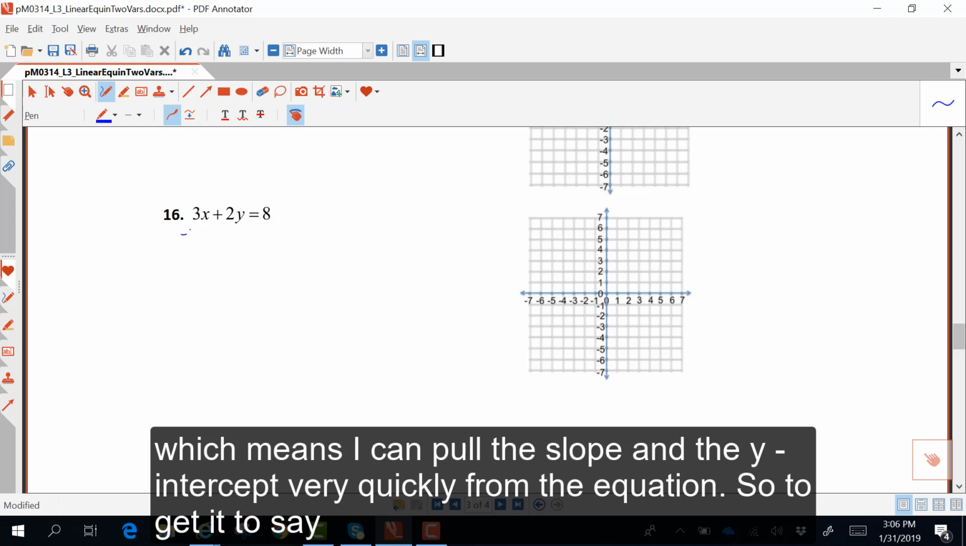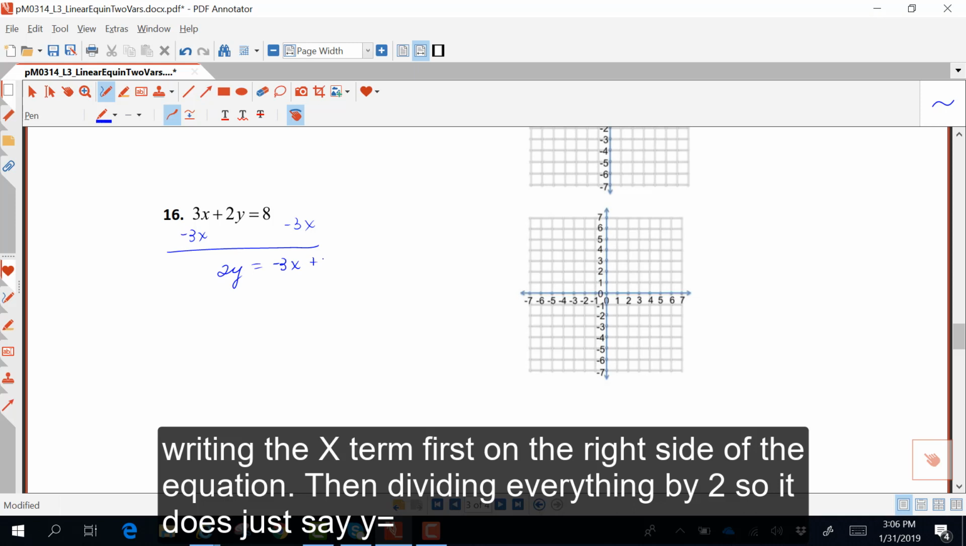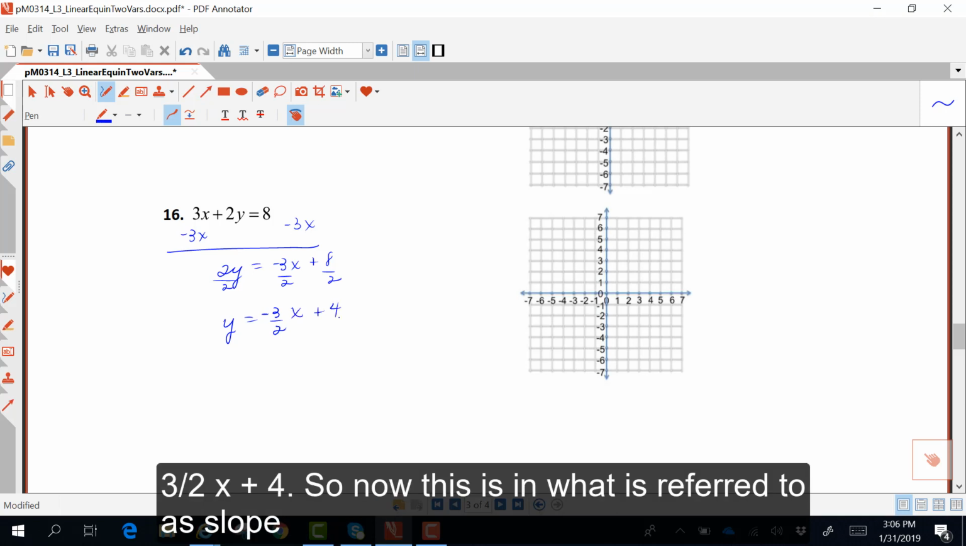So to get it to say y equals, I'm going to subtract 3x off of each side. We should be getting pretty good at this now. Writing the x term first on the right side of the equation, then dividing everything by 2 so that it does just say y equals. This would be y equaling a negative 3/2 x plus 4.